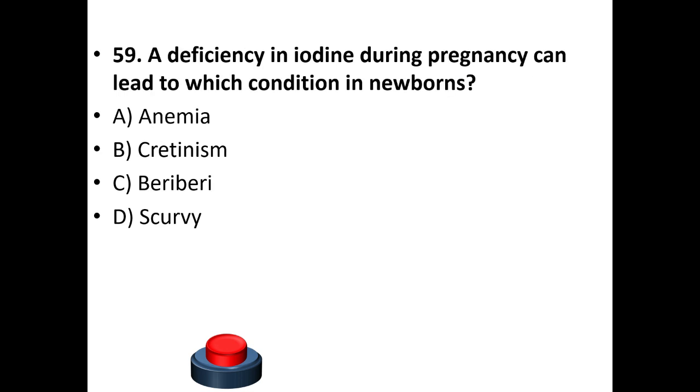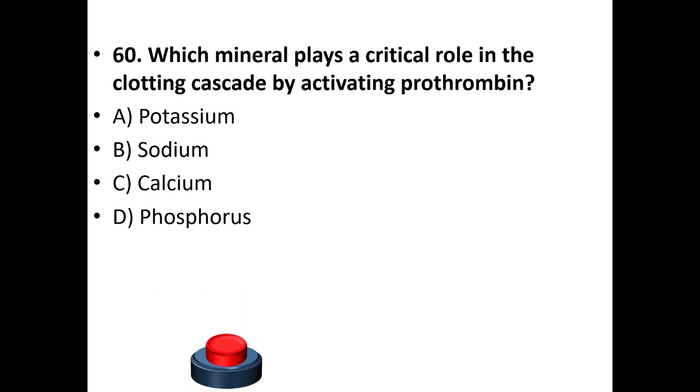59. A deficiency in iodine during pregnancy can lead to which condition in newborns? Anemia, cretinism, beriberi, scurvy. Which is the answer? Here the answer is B, cretinism.